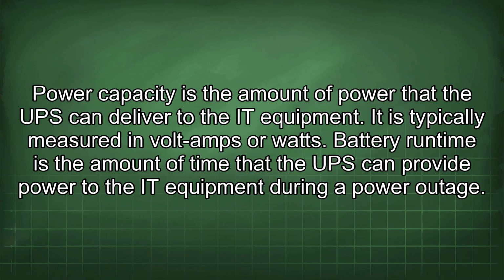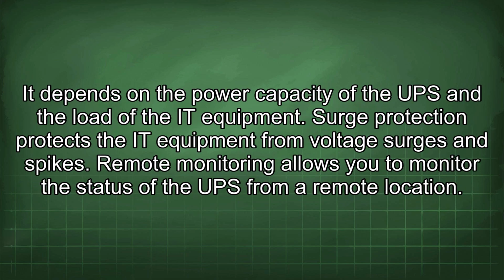Power capacity is the amount of power that the UPS can deliver to the IT equipment. It is typically measured in volt-amps or watts. Battery runtime is the amount of time that the UPS can provide power to the IT equipment during a power outage. It depends on the power capacity of the UPS and the load of the IT equipment.